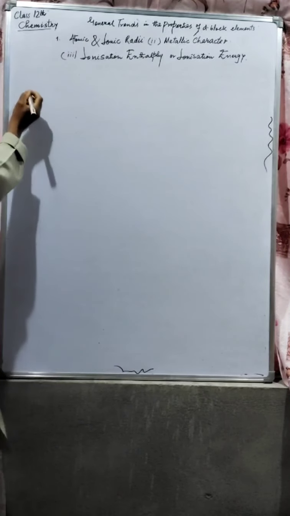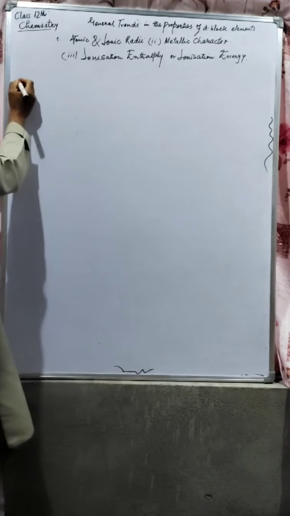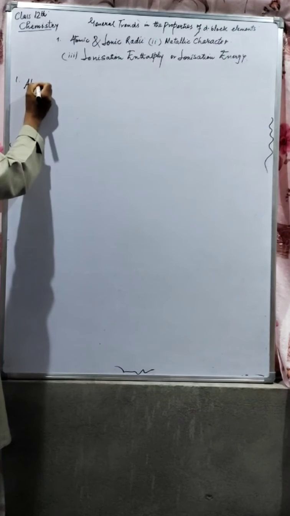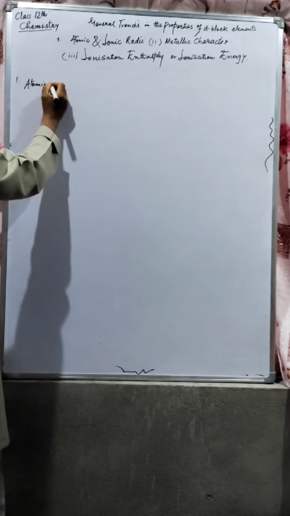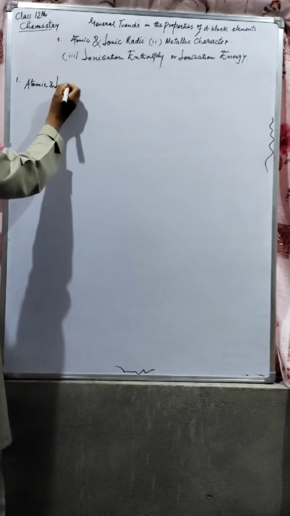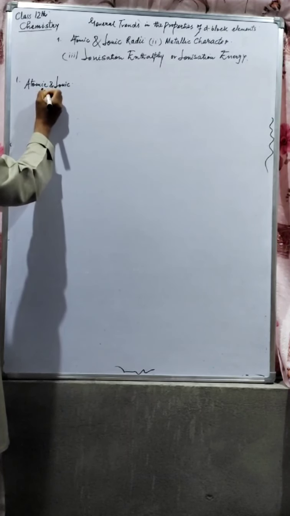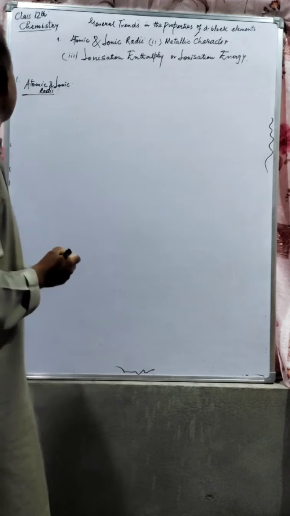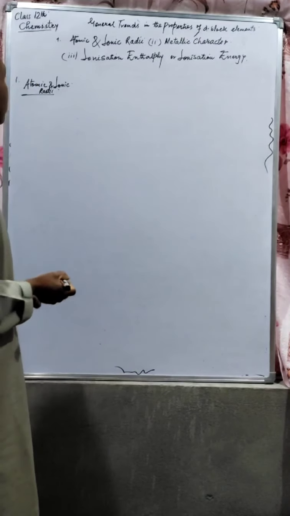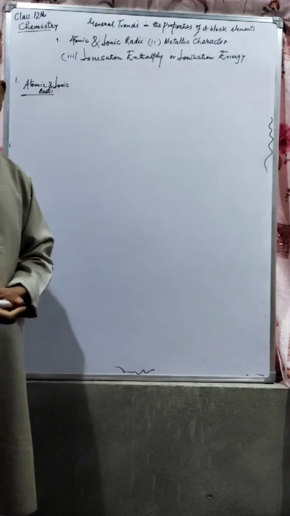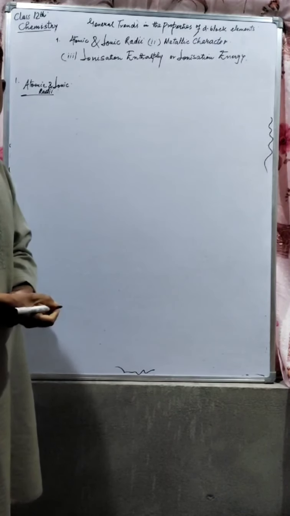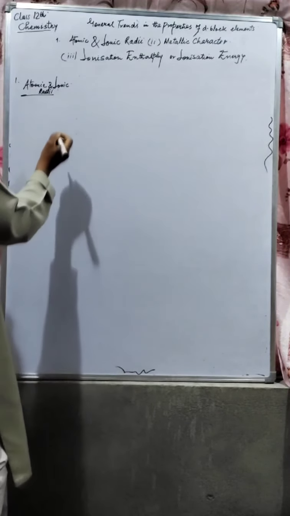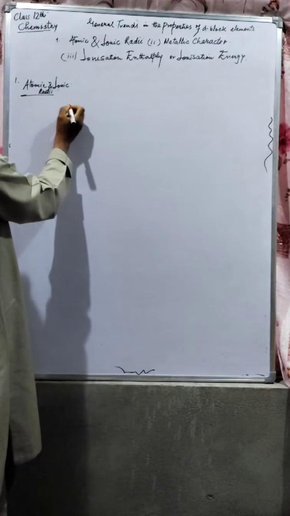Now, we'll take the first property, that is atomic and ionic radii. Before discussing the atomic and the ionic radii of these transition elements, I will write the first transition series, that is the 3d series.